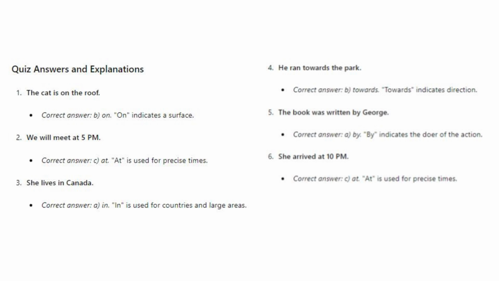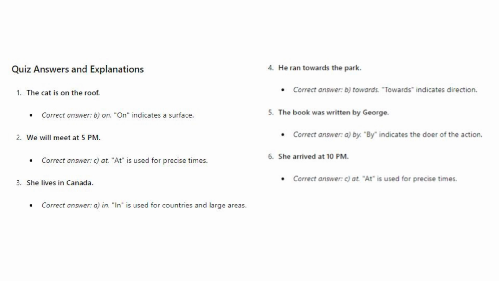3. She lives in Canada. Correct answer: A, in. In is used for countries and large areas. 4. He ran towards the park. Correct answer: B, towards. Towards indicates direction. 5. The book was written by George. Correct answer: A, by. By indicates the doer of the action.